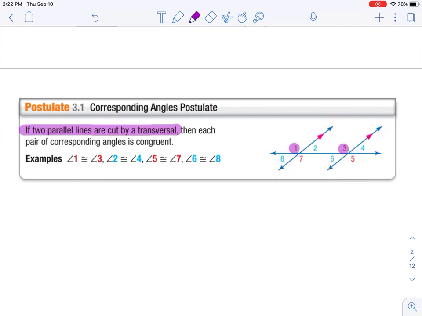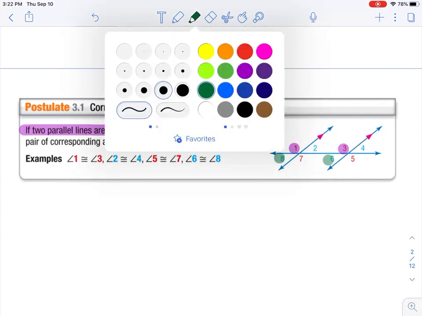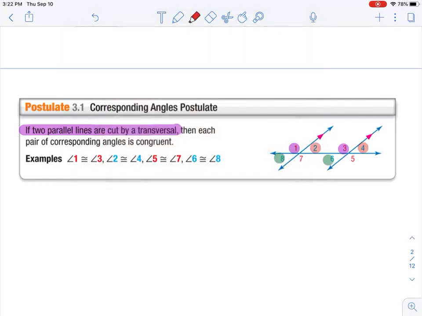So angle 1 and 3 are congruent. 8 and 6 are congruent. 2 and 4 are congruent. 7 and 5 are congruent. Okay?